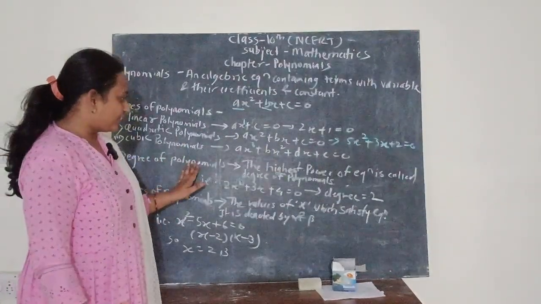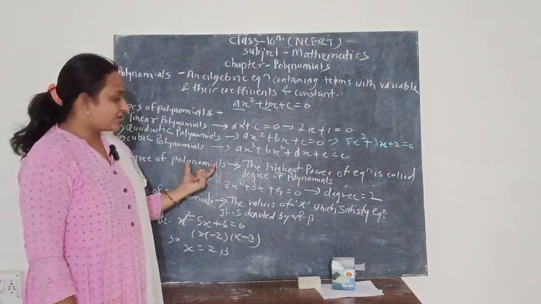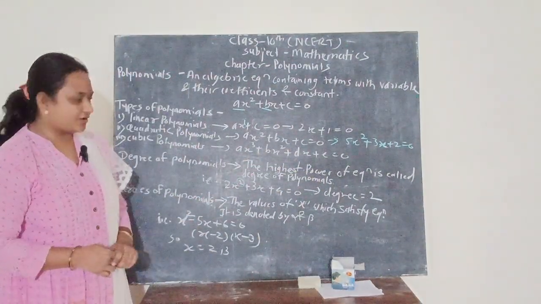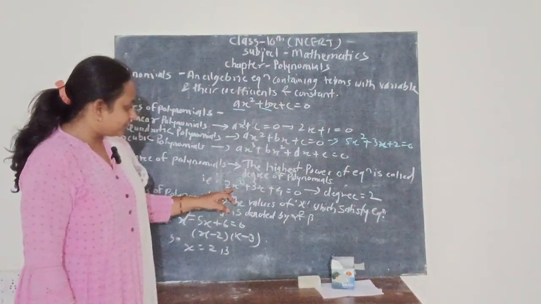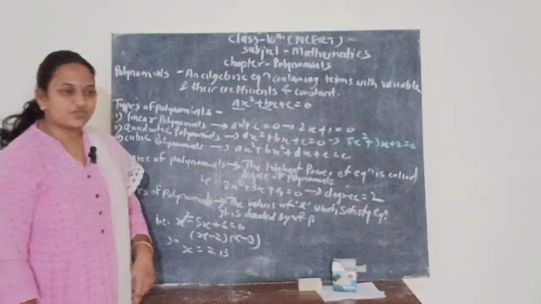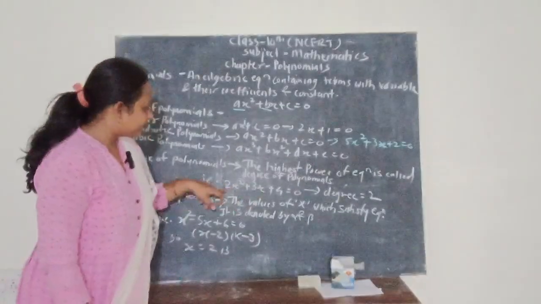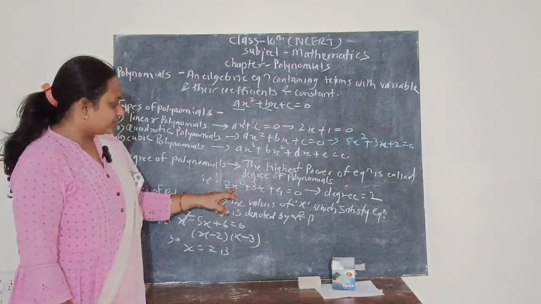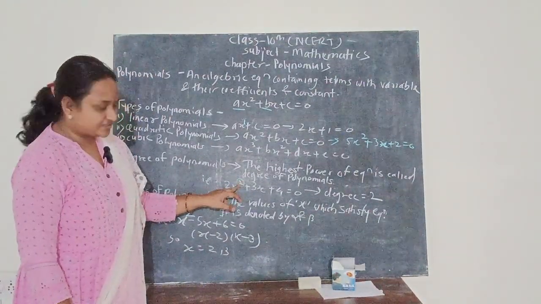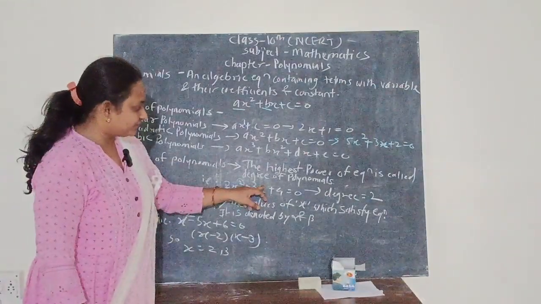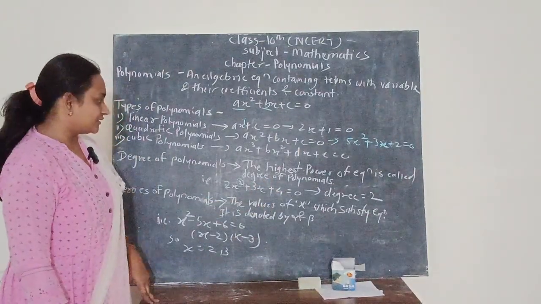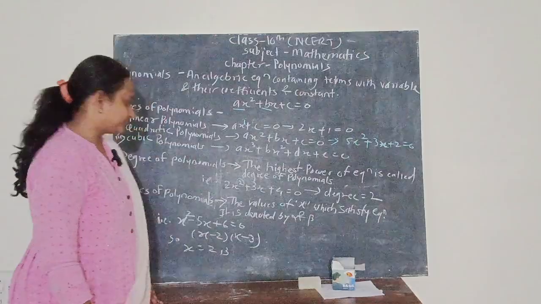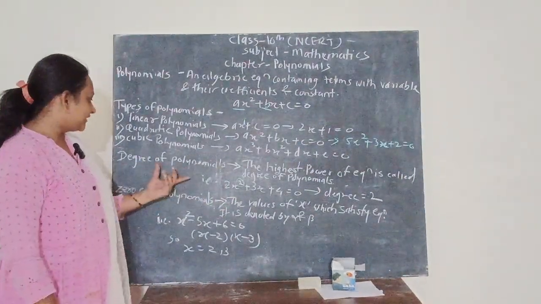Next is degree of polynomial. What is the degree of a polynomial? The highest power in the equation is called the degree of the polynomial. Consider this equation: 2x square plus 3x plus 4 is equal to 0. In this equation the highest power of x is 2. Here the power of x is 1, and this one is the constant term. Then the degree of this equation is 2. I hope you understand this.